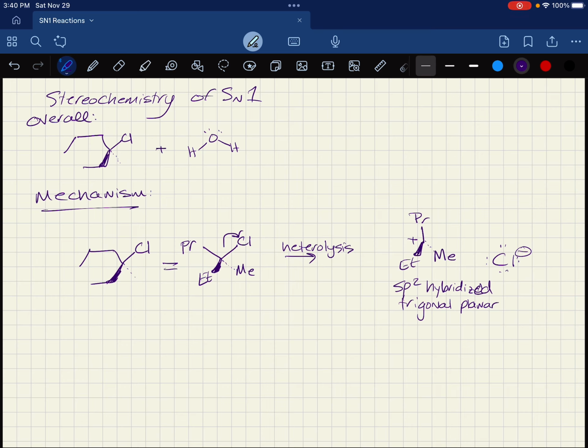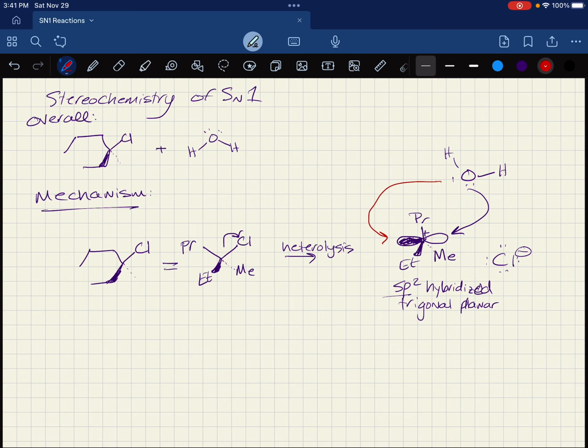We know that with an sp2 hybridized atom, we have an empty unhybridized p orbital. Sometimes that's involved in pi bonding, but in this instance it's going to be empty, above and below the trigonal plane. So when we have the nucleophile, it can attack either of these lobes. It can attack this way, or it can attack this way.